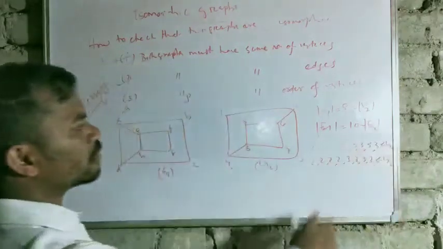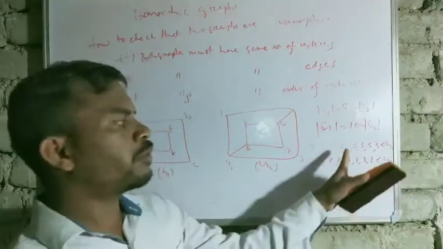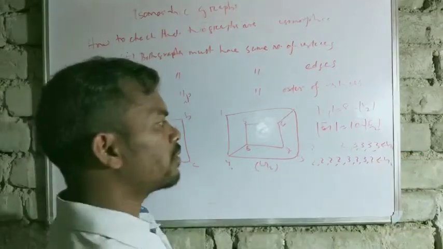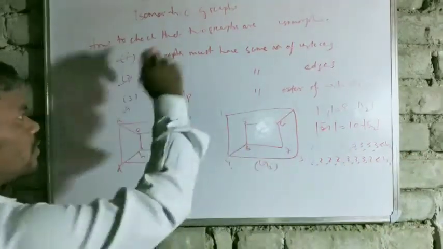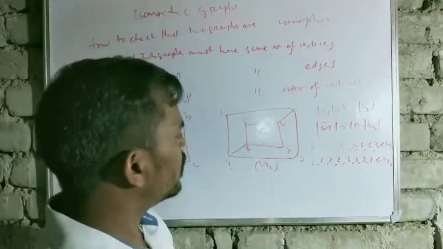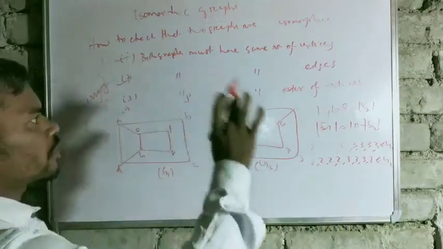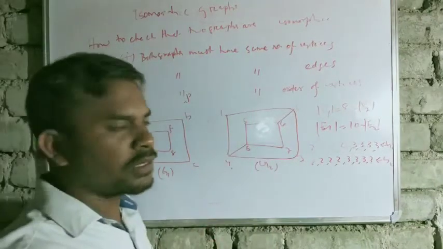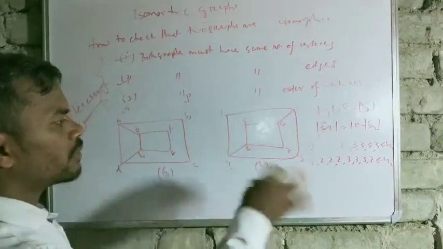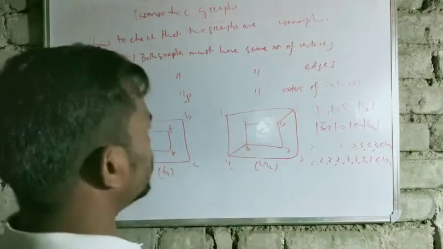Both G1 and G2 have 8 vertices. Among these 8 vertices, 4 vertices have degree 2 and 4 vertices have degree 3. So these three conditions are satisfied. Whether they are isomorphic or not, I have already said that these three conditions are necessary but not sufficient. That means if all three conditions are satisfied, that does not imply that the two graphs will be isomorphic.